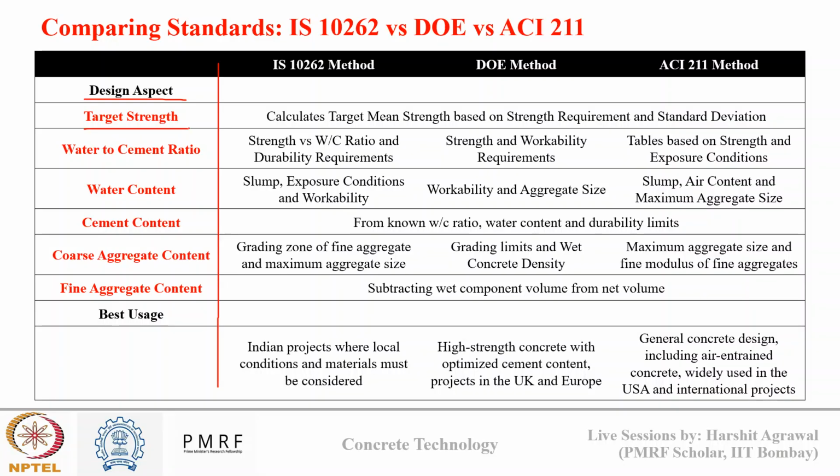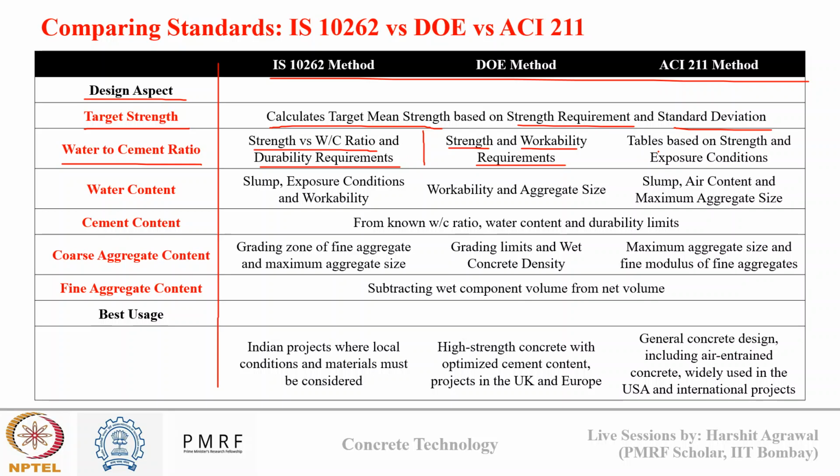Okay, so for target mean strength, all three codes work on a similar rule, which calculates the target mean strength based on strength requirement and standard deviation. Now for fixing the W by C ratio, IS method opts for strength versus W by C ratio curve and durability requirement based on exposure condition severity. DOE method again uses strength and workability requirement. In IS method we didn't talk about workability requirement for fixing the W by C ratio.